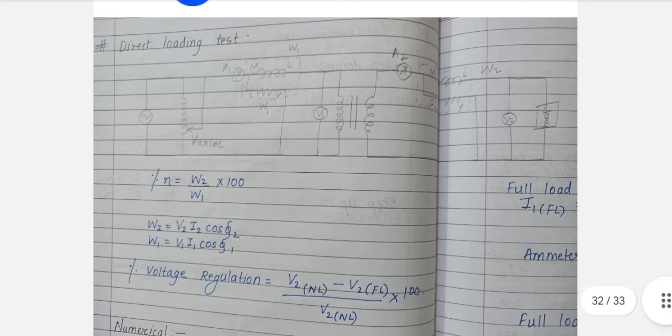If I tell you about its procedure, first the transformer is connected to a suitable power source, then a load bank is connected directly to the transformer terminals, then gradually the load is increased in steps while monitoring the transformer's performance. So what is its purpose? Why do we use this direct loading test? This test allows engineers to assess how well the transformer maintains its voltage level and handles increased loads.